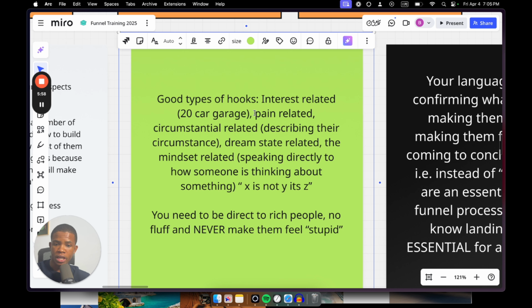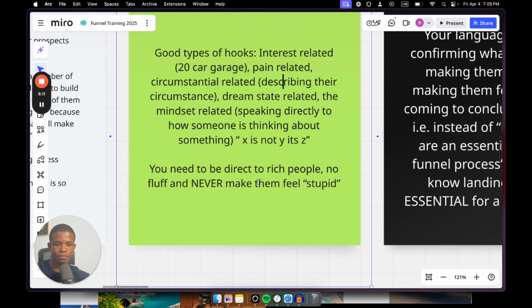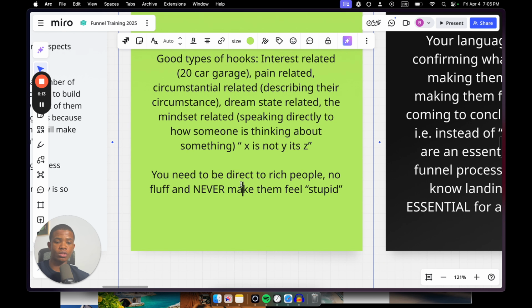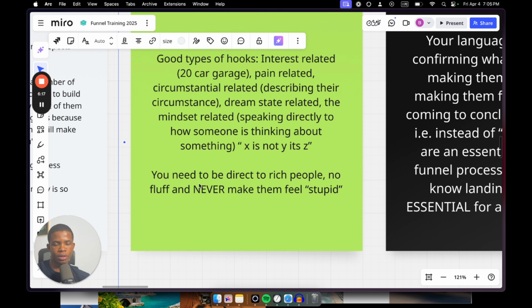The next one is pain-related hooks, circumstantial-related, describing the circumstance, dream state-related, mindset-related, speaking directly about how someone is thinking. This is powerful, right? And also when you're selling to rich people, you need to be very direct. You don't need to be fluffy. You never need to make them feel stupid. You need to confirm what they already believe, because rich people have egos.